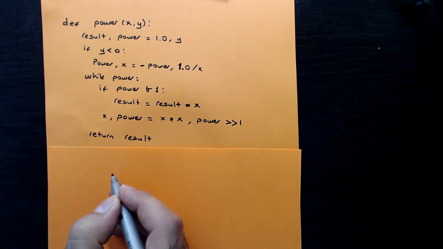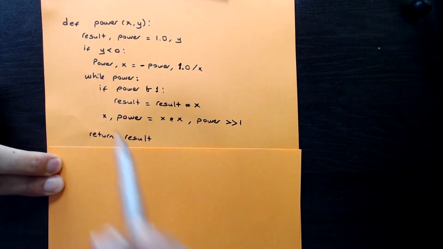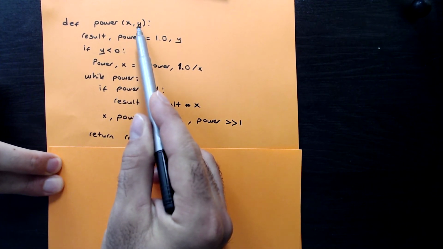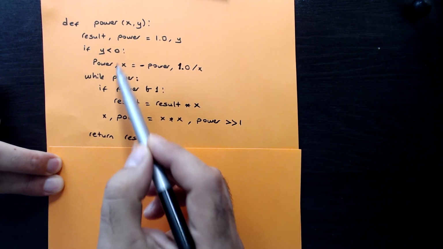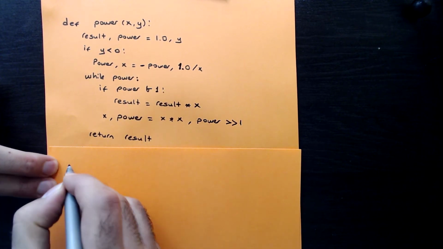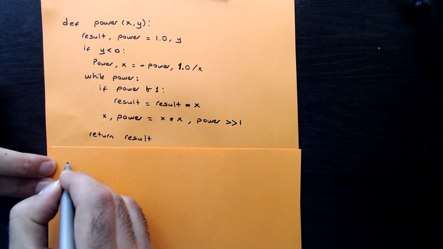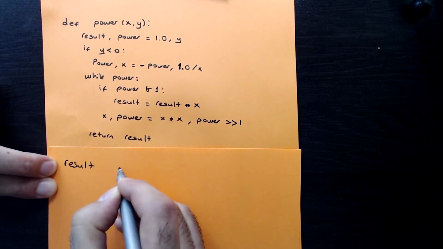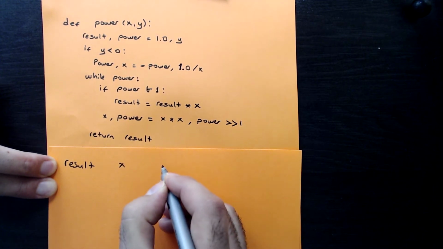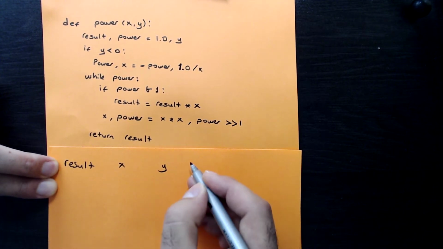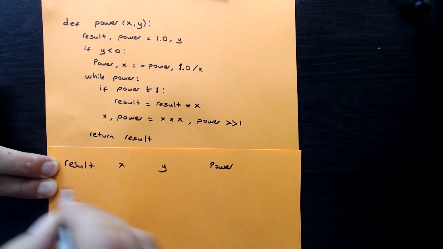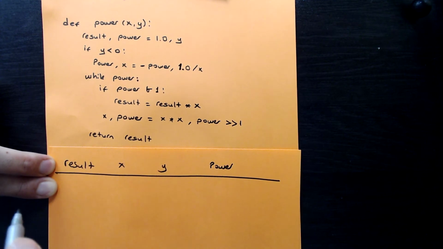Okay, let's take a look at an example. So we have a power function which takes x, which is a double, and then y, which is an integer. We're going to walk through this code, but let's actually capture a few variables here. We have result, we are taking x as an input, we are taking y as an input, and we have power, right? These are our variables. Anything else? Okay, let's start with this, right?